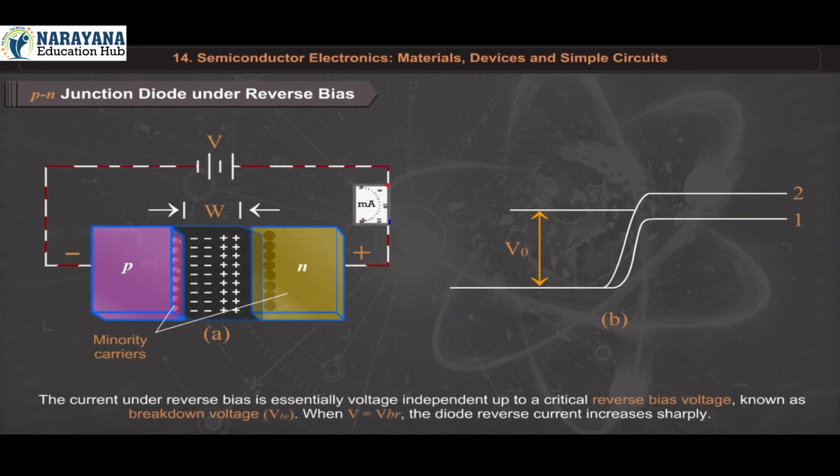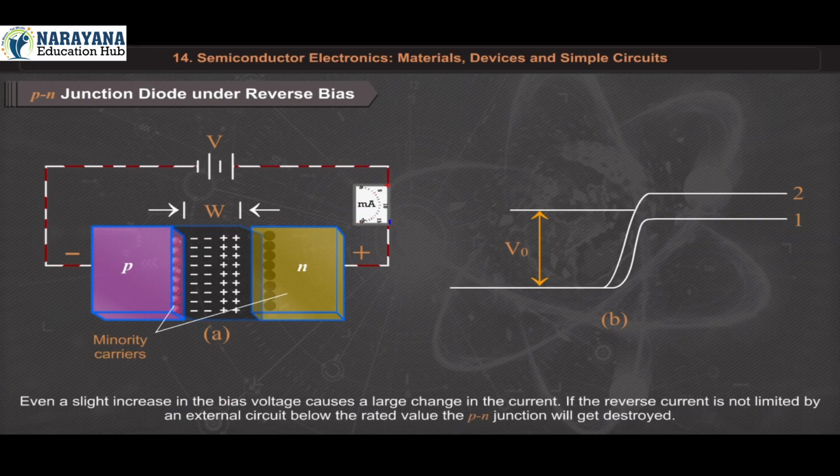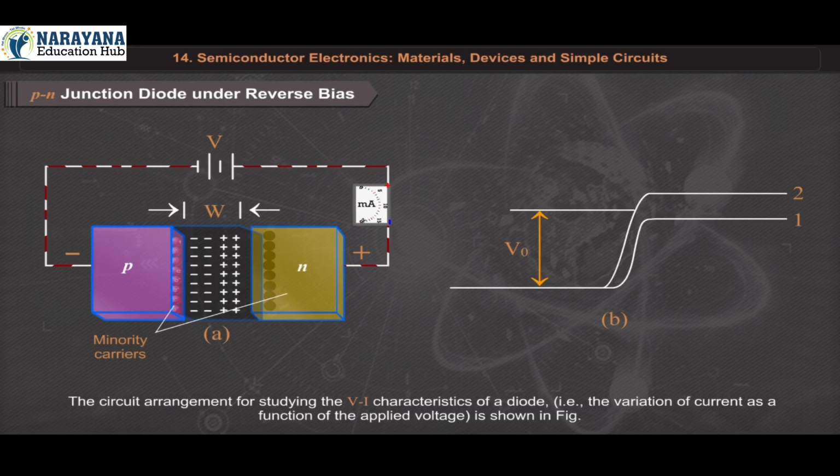The current under reverse bias is essentially voltage independent up to a critical reverse bias voltage known as the breakdown voltage, VBR. When V is equal to VBR, the diode reverse current increases sharply. Even a slight increase in the bias voltage causes a large change in the current. If the reverse current is not limited by an external circuit below the rated value, the PN junction will get destroyed.